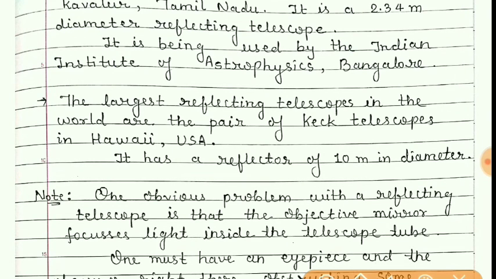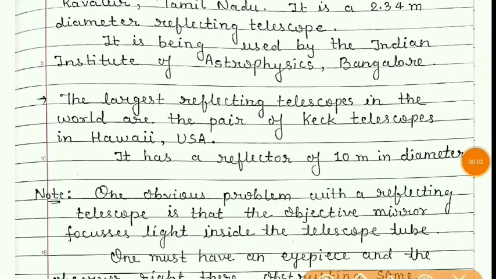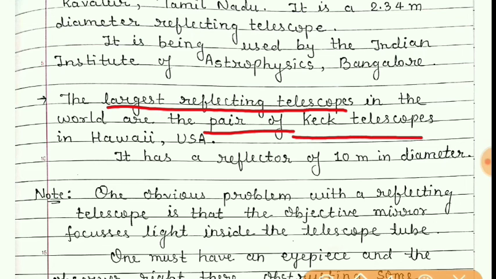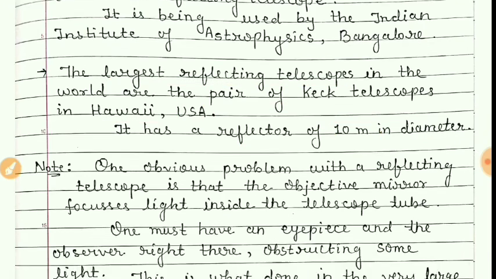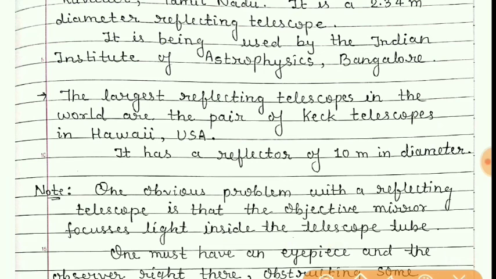Also, one more piece of information is given: the largest reflecting telescope in the world is a pair of Keck telescopes in Hawaii, USA. This telescope has a reflector of about 10-meter diameter. Students, if you want more information on this type of telescopes, then you can search in Google.